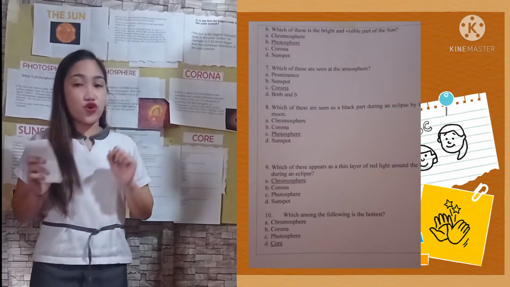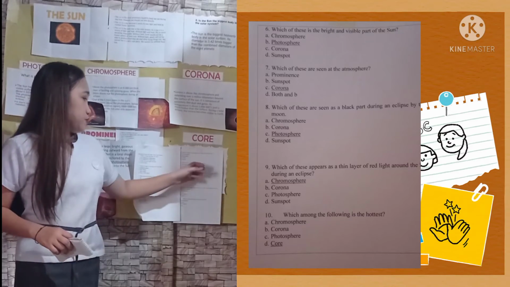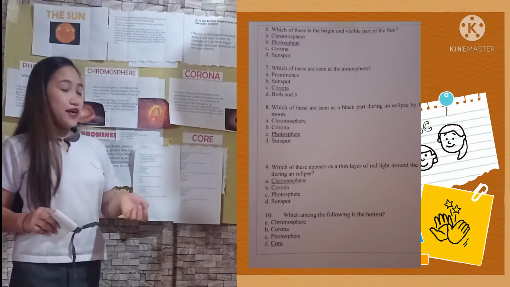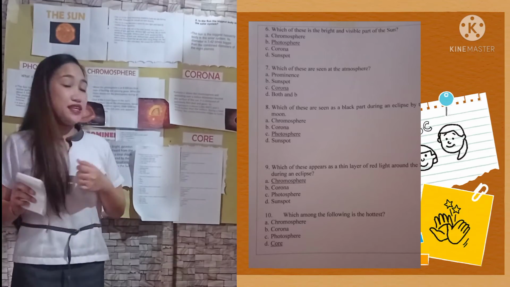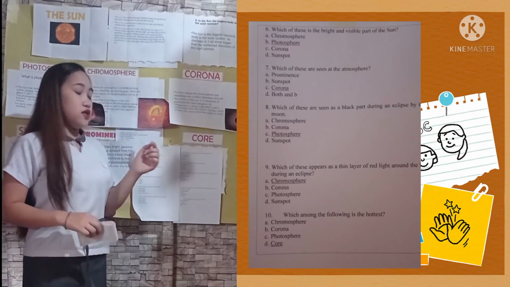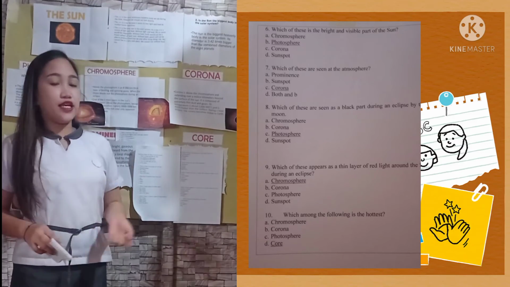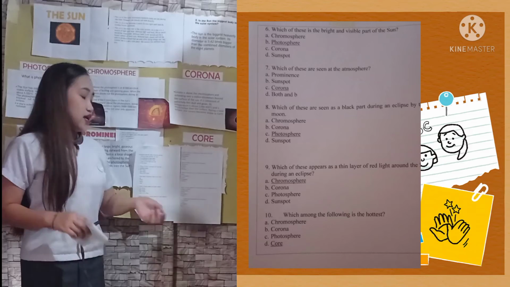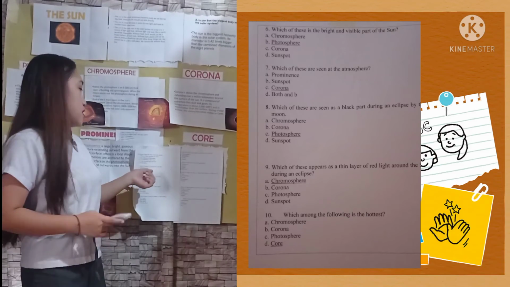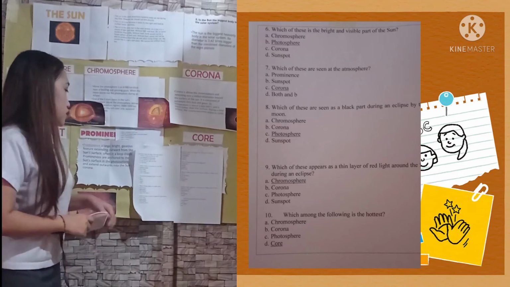Letter C is corona. Number 8. Which of these are seen as the black part during an eclipse by the moon? Letter A, chromosphere. Letter B, corona. Letter C, photosphere. And letter D, sunspot. The answer is letter C, photosphere.